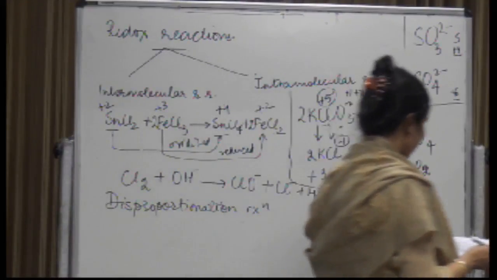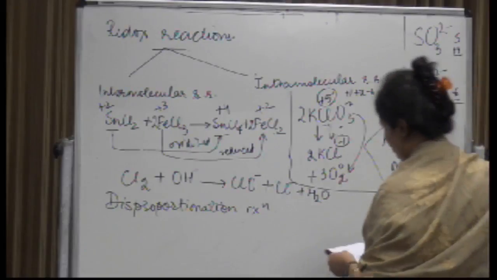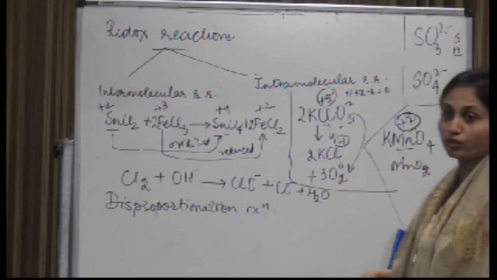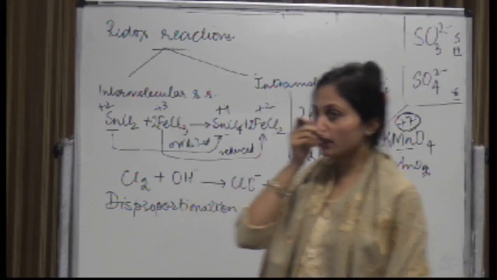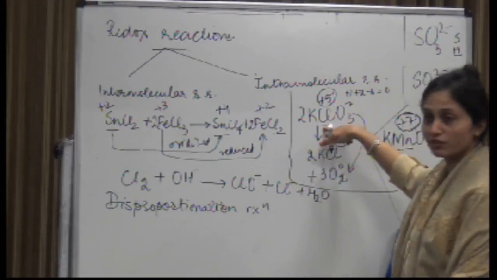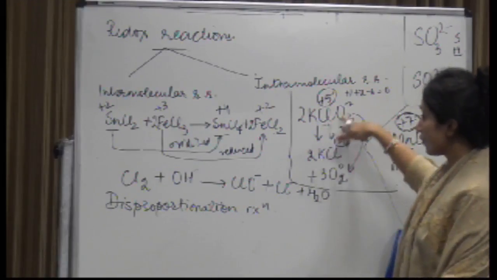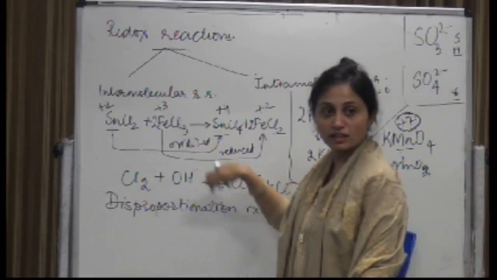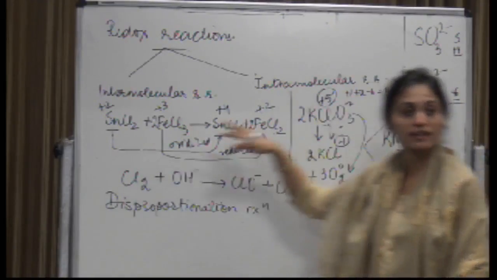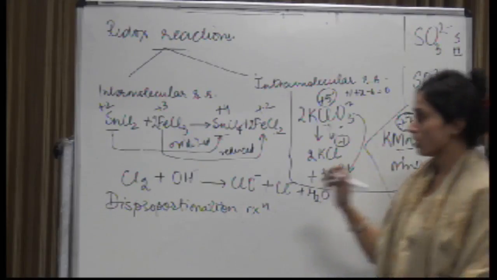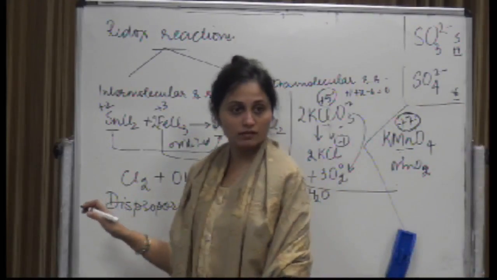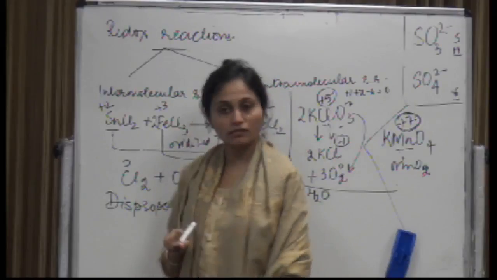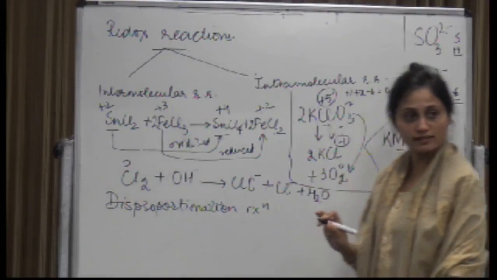Disproportionation reaction. These reactions involve reduction and oxidation of the same element of the compound. I explained disproportionation earlier, but I changed it for this because in that case different elements are getting reduced and oxidized. In this case, the same element is getting reduced in one case and the same element is getting oxidized in the same reaction. So here what is your Cl? Cl is 0 here.